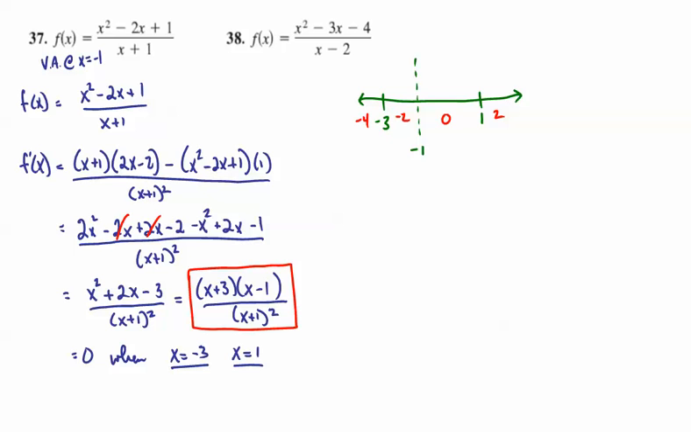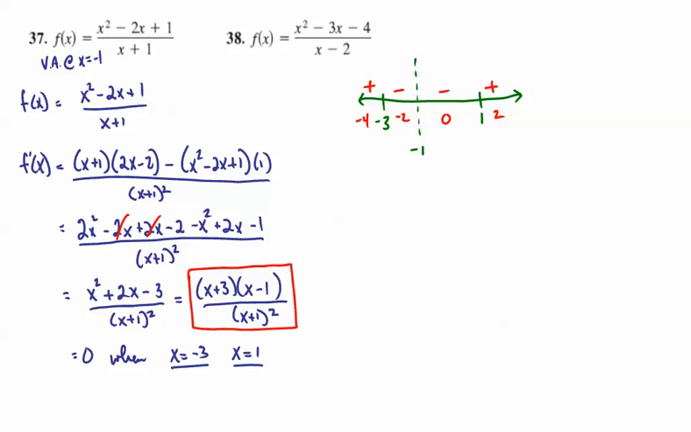Plugging in -4, we get negative, negative, so that will be positive. Plugging in -2, we get positive, negative, so that's negative. Plugging in 0, we get positive, negative, and so that's negative. Plugging in 2, we get positive, positive, and so that is positive.